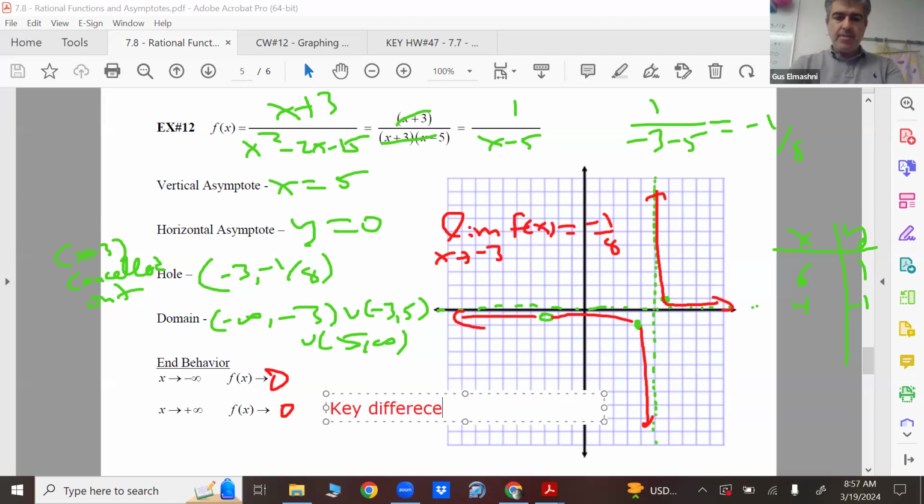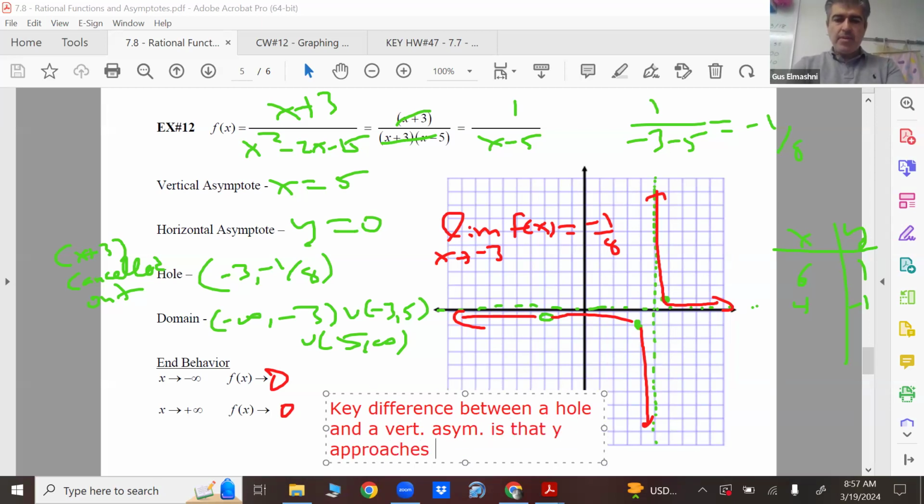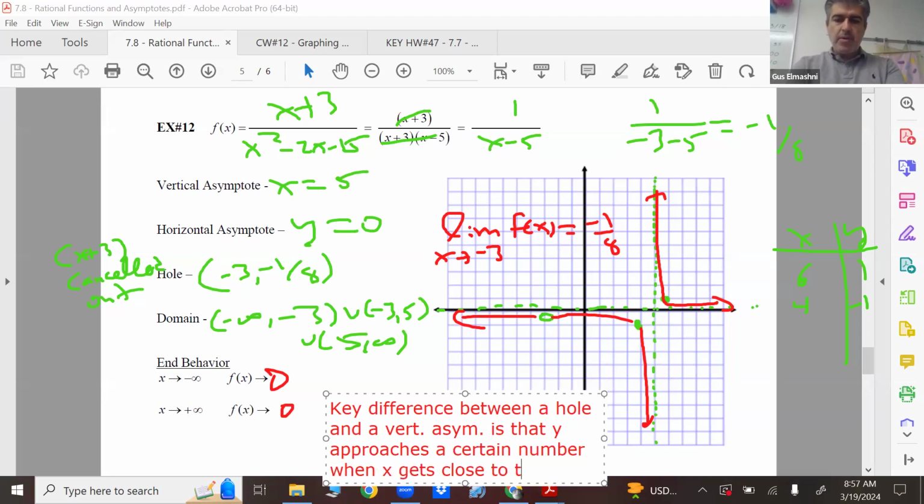The key difference, and I am recording, so I know I'm giving you guys a lot of information, so you should rewatch this, and I'll talk about it again tomorrow, between a hole and a vertical asymptote, is that y approaches a certain number when x gets close to the hole, but y approaches positive or negative infinity when x gets closer to the vertical asymptote. I just ran out of space.